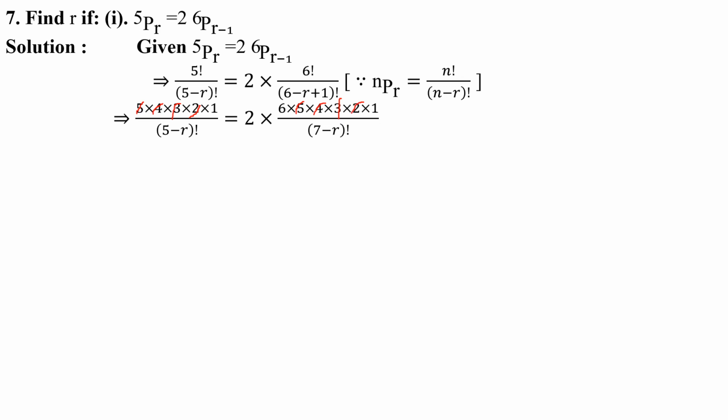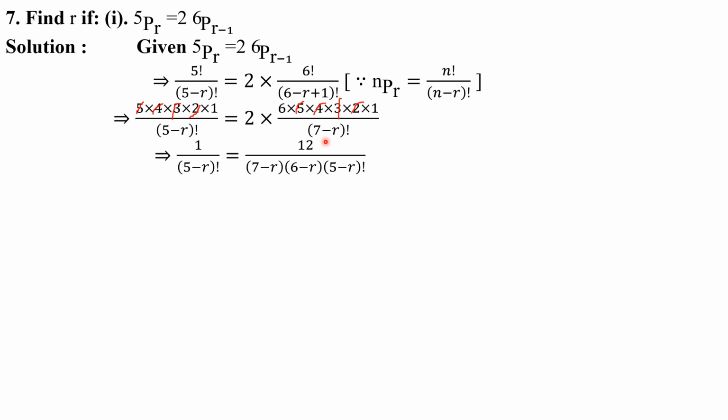And finally, what will you get in the numerator? Yes, this implies in the LHS, we get in the numerator 1 by (5 minus r) factorial is equal to, in RHS, in the numerator 2 into 6 is left, so 2 6s are 12, by, in the denominator, (7 minus r) factorial. We are expanding (7 minus r) factorial.